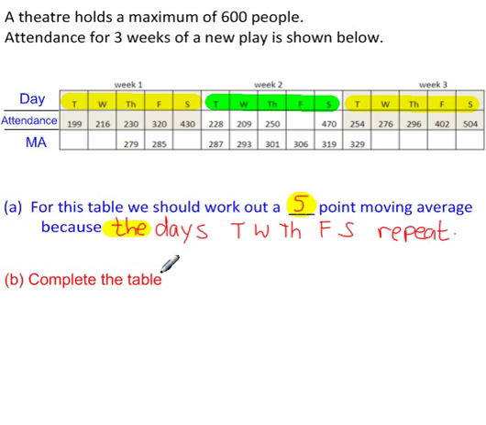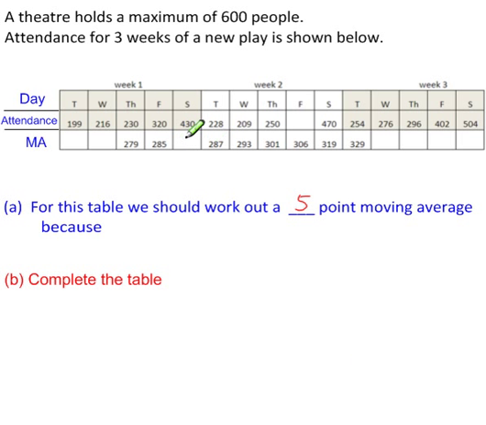Complete the table. So we have a missing value here, and we have a missing value here, and you may have noticed that there's 2 gaps here, but there's 4 on this side. So we should have some moving average values calculated here. So we need to work out these 4 missing values.